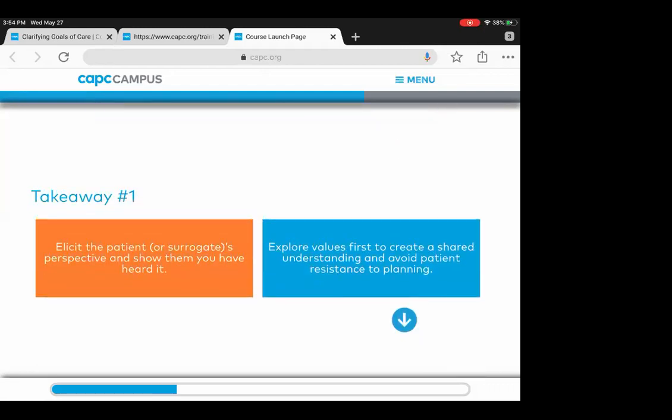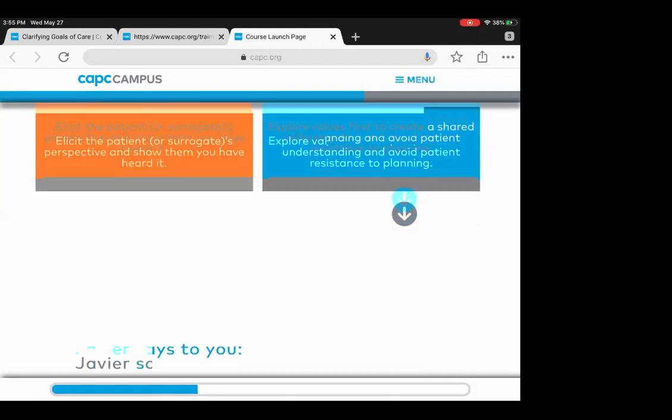So the takeaway from this: make sure you elicit the patient's perspective. Show them that you've heard it. Remember that technique: acknowledge, and then either ask or clarify. So acknowledge their statement and then ask for more. And remember, don't be in any rush to do that, because like Maite said, silence is always an acceptable response to something like that. And when you do that, like it says in the blue box, explore those values. It helps create that shared understanding, so it's really your first step in building rapport with that patient.